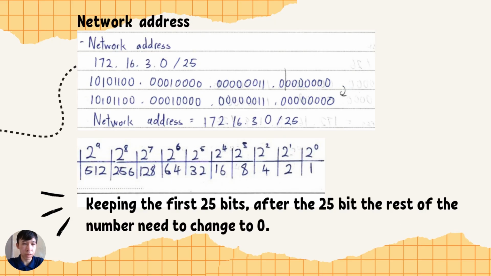For the network address, we need to convert the IP address from decimal to binary first, and we need to keep the first 25 bits of the data. After the 25 bits, the rest of the number needs to change to 0. So the network address for this subnet is 172.16.3.0.